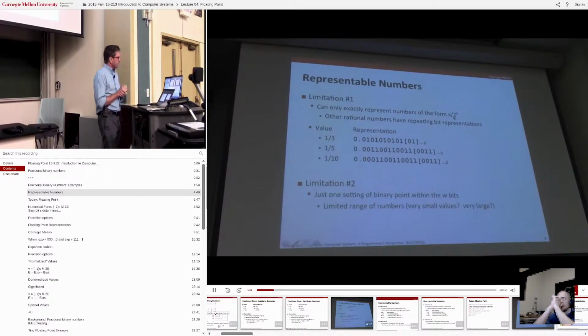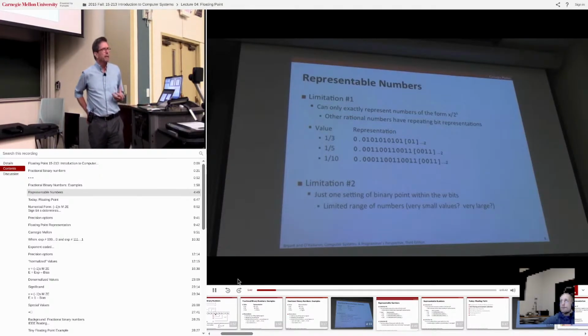Now there are limitations in this kind of representation. First of all, we can only represent rational numbers of the form x over 2 to the k. It's the same problem with fractional decimal values. Sometimes you get repeating strings. You can't represent every value exactly. Other numbers have repeating bit representations that can't be represented with the finite number of bits that we have in a computer system. So for example, 1/3 has this repeating representation. 1/5 and 1/10 are other examples of that.